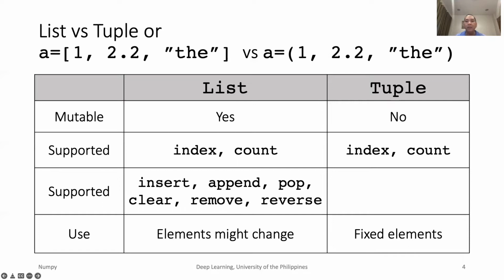However, only list supports methods that change its elements like insert or append. In most cases, both can be used. In indicating tensor shapes, it is recommended to use tuple since the values are fixed.